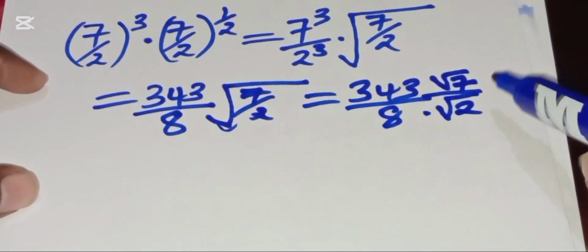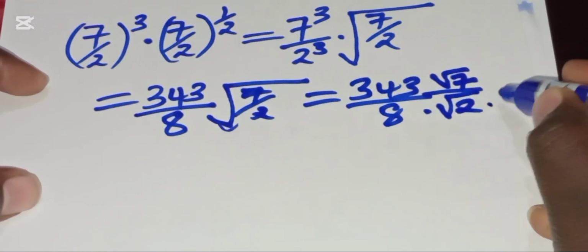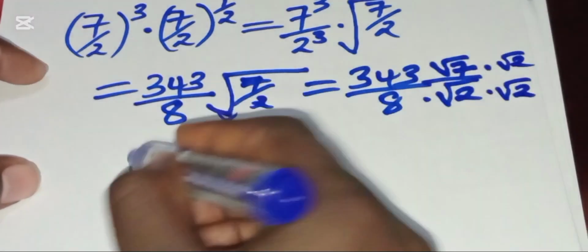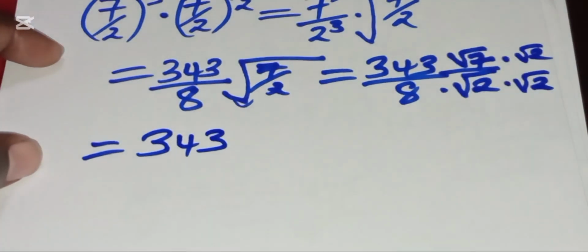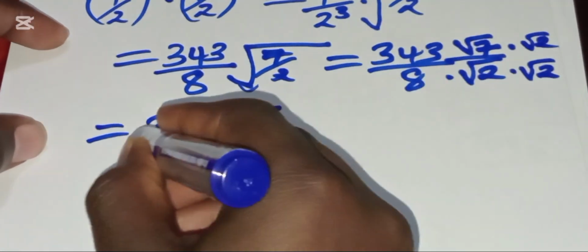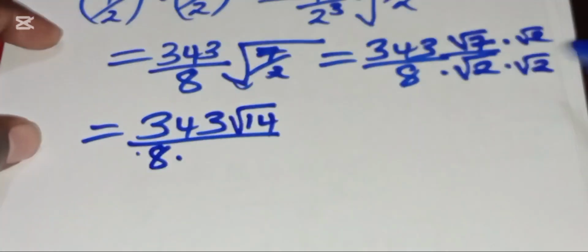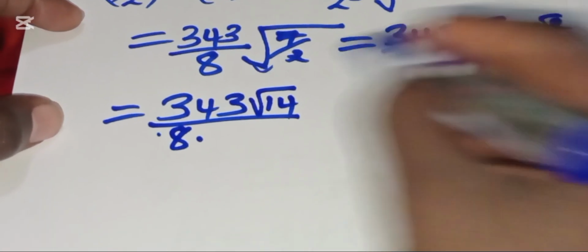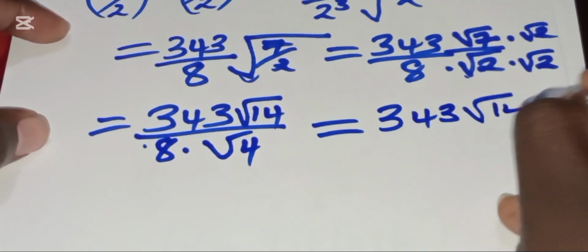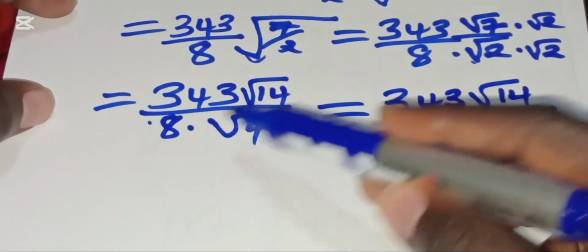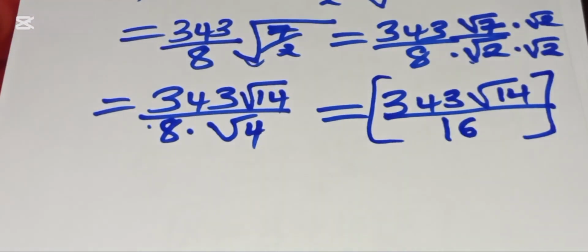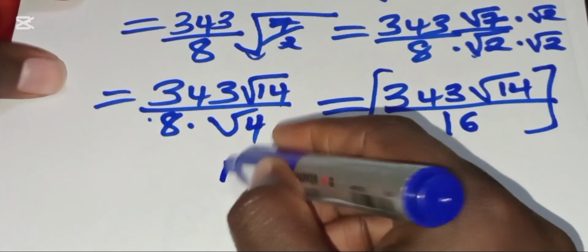Now the next thing to do here, we rationalize the denominator by multiplying with square root of 2, the same case here with square root of 2. So now if we multiply this, we have 343. Square root of 7 multiplied by square root of 2 is basically square root of 14 divided by 8 multiplied by square root of 2 multiplied by square root of 2, which is square root of 4. This is equal to 343 square root of 14 divided by square root of 4, which is 2, times 8, which is equal to 16, and this is the solution. This is our solution using method 1. Let me show you quickly method 2, how to solve this using method 2.